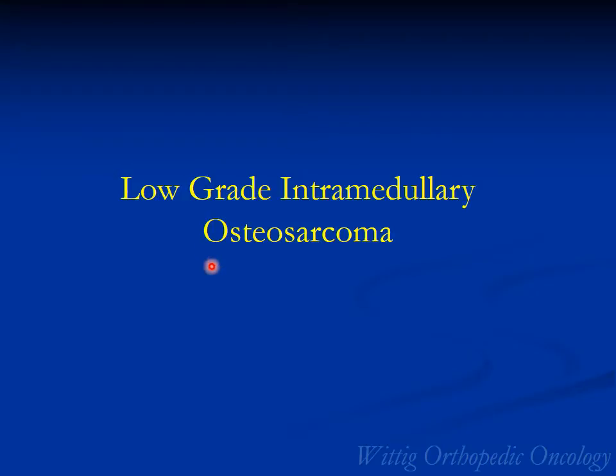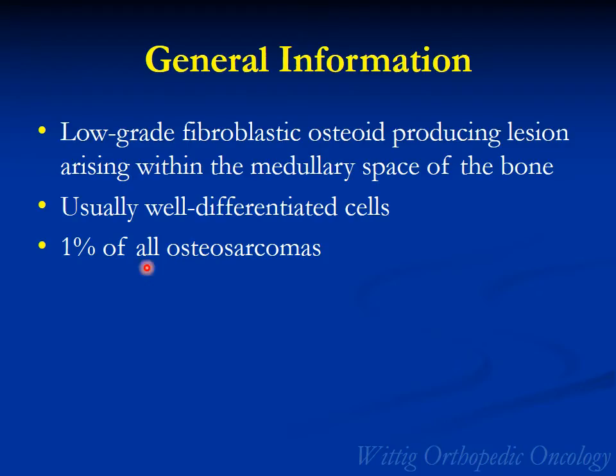Low-grade intramedullary osteosarcoma is a low-grade form or a well-differentiated form of an intramedullary osteosarcoma. It's a low-grade fibroblastic osteoid-producing lesion, similar to parosteal osteosarcoma, which is a low-grade fibroblastic osteoid-producing lesion on the surface of the bone. However, this arises within the medullary space of the bone. It's well differentiated, and it constitutes about 1% of all osteosarcomas. It's exceedingly rare.